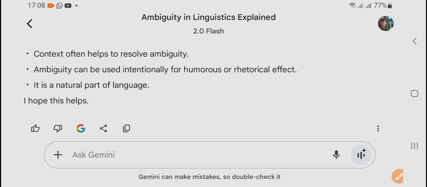And then it is a natural part of language, and 100% accuracy is not possible. So sometimes we don't make the context clear, but we speak and we use ambiguous sentences.